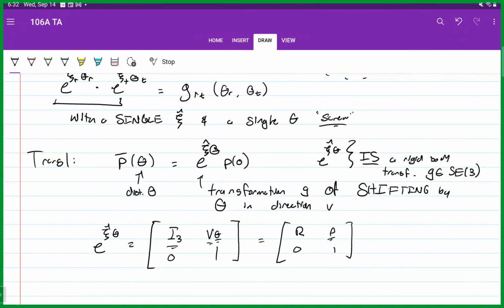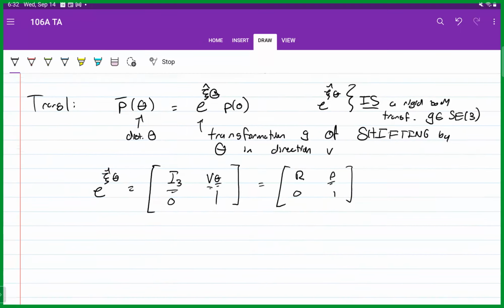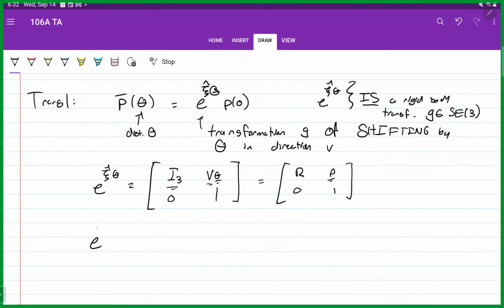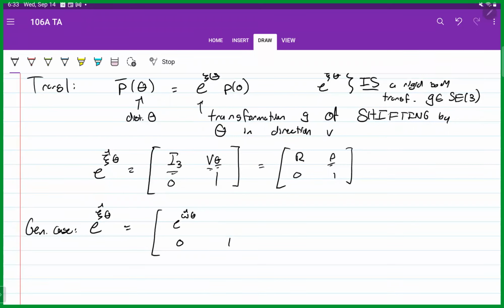Gotcha. So we have yet to develop rotation. Yeah, that one is quite a bit messier in form. If we do the general case, that'll look something like E to the omega hat theta, 0, 1, and then we'll have an I minus something, there's going to be some term in there, and I think it's plus omega transpose V theta or something like that. It's a real mess, compared to translation.